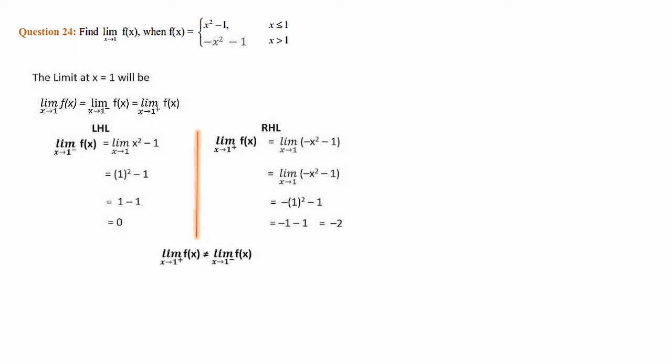We have to write the conclusion: limit x tends to 1 plus f of x is not equal to limit x tends to 1 minus f of x. Left hand limit and right hand limit are not coinciding. Therefore, we can come to the conclusion that left hand limit and right hand limit are not equal. Therefore, limit x tends to 1 f of x does not exist.